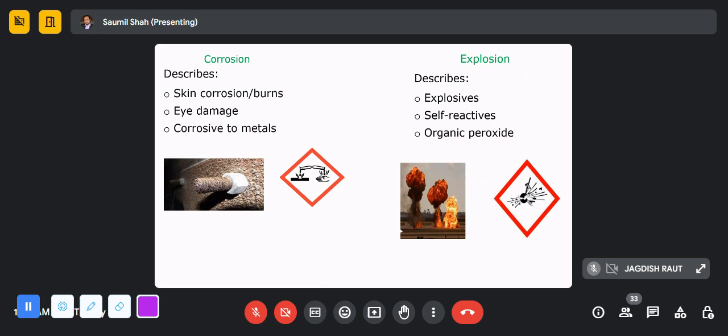Explosion. The symbol for explosion is given. Some chemicals are by nature explosive. For example, ammonium nitrate is one of the chemicals which explodes into the environment when it is ignited, or when it gets some ignition source.